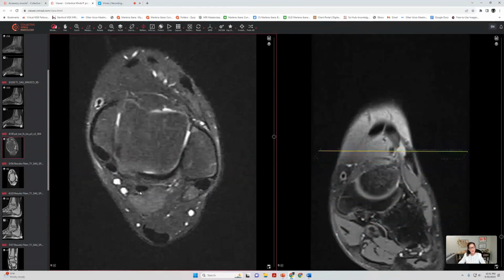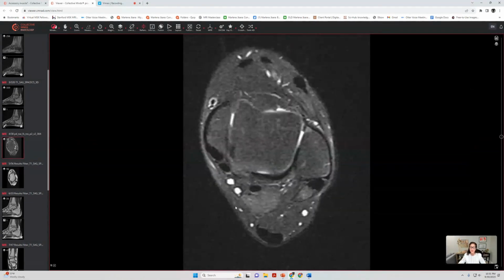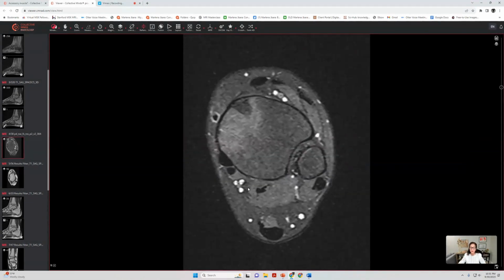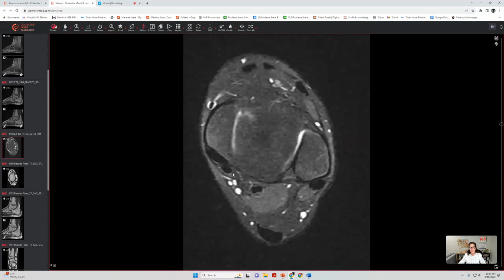Now, one other thing that we can appreciate on the medial side is that we have the tarsal tunnel contents of the posterior tibial nerve, artery, and vein in between the flexor digitorum and the flexor hallucis longus tendons.